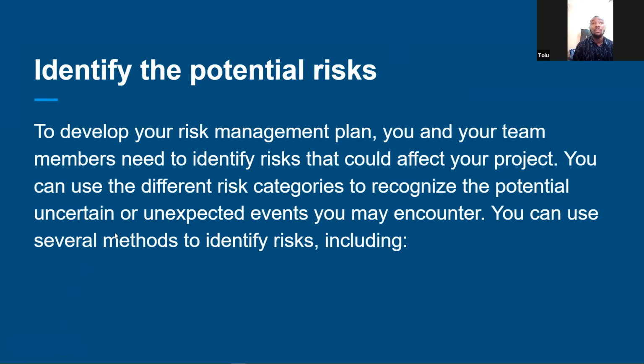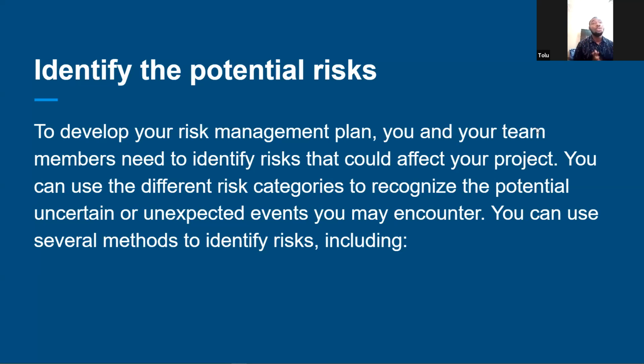So firstly, the first thing you do when you're trying to create a risk management plan is identify the potential risk. To develop your risk management plan, you and your team members need to identify risks that could affect your project. You can use the different risk categories to recognize the potential of certain and unexpected events you may encounter. You can use several methods to identify the risk.